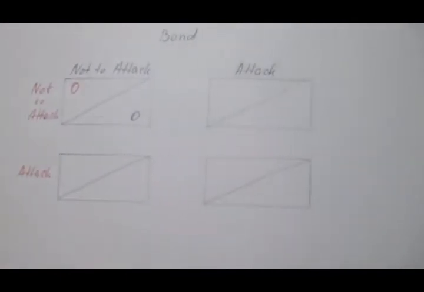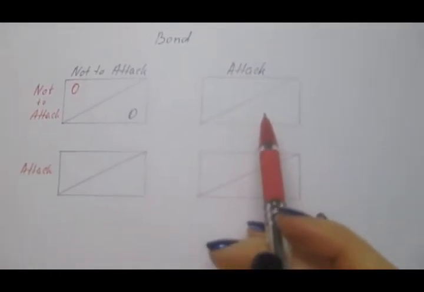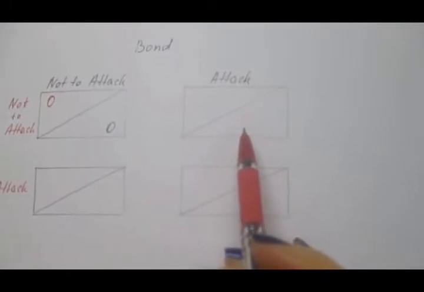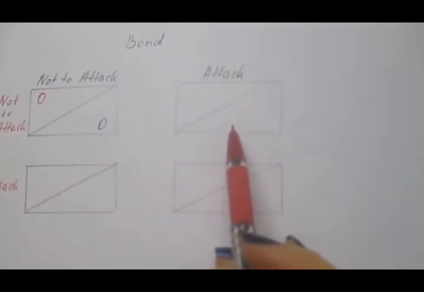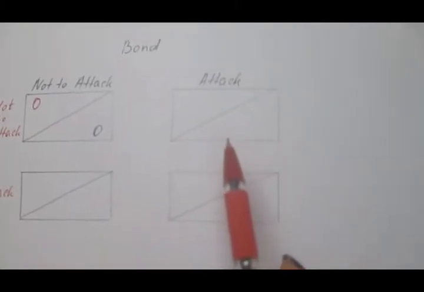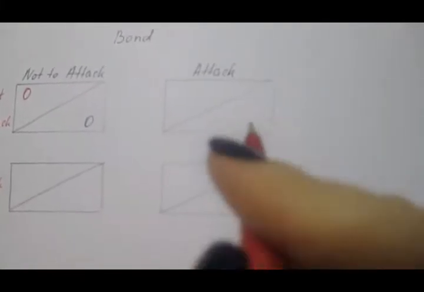Second box is when Bond attacks and the enemy doesn't. If Bond attacks and the enemy doesn't attack, Bond will eventually be able to kill his enemy. Therefore, Bond wins and he gets 5, and the enemy dies and gets -infinity.